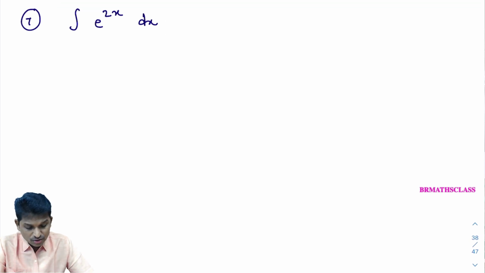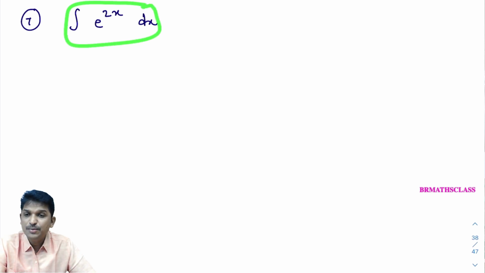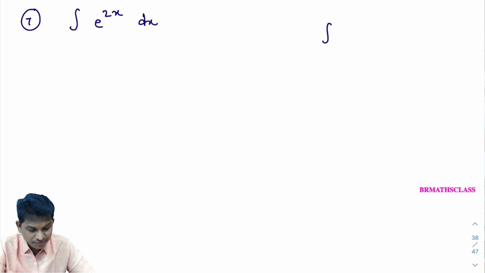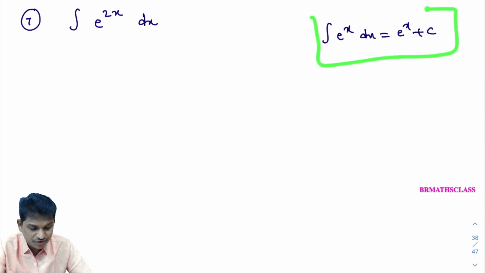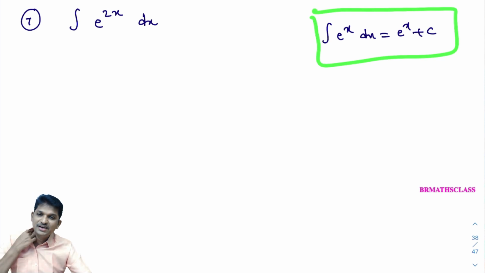Okay. To do this problem, any direct formula is there? E power 2x dx. We learned 19 formulas in the first class. Now we don't have any direct formula. We know this formula. What formula? Integral of e power x dx is e power x plus c. We know that this is the easiest formula out of all 19 integration formulas.